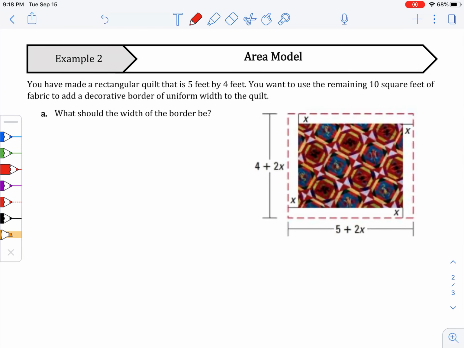Example 2, we're going to talk about area. I want to remind you the area of a rectangle is equal to length times width. And that's going to help us out here in how we're going to set up these equations.